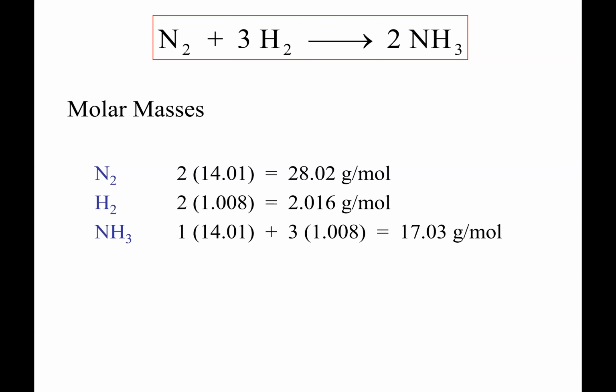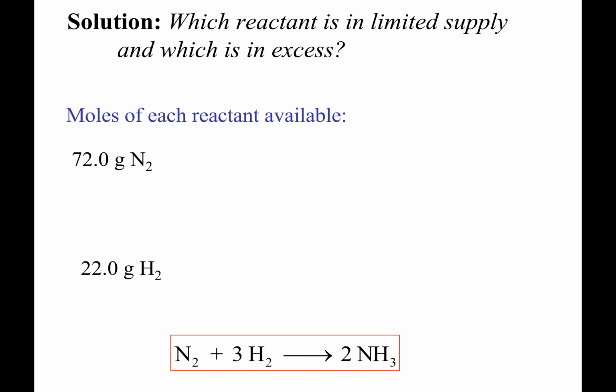In order to come up with a ratio of moles of reactants I have, I have to take those masses and convert them into moles. On the previous slide, for instance, you had the molar mass of N2 is 28.02 grams per mole. Go ahead and multiply that by 72.0 grams, or a ratio of that, and get to moles.